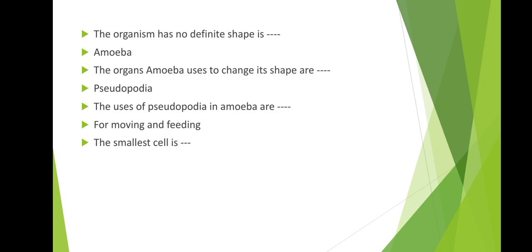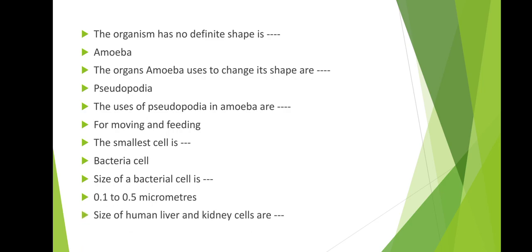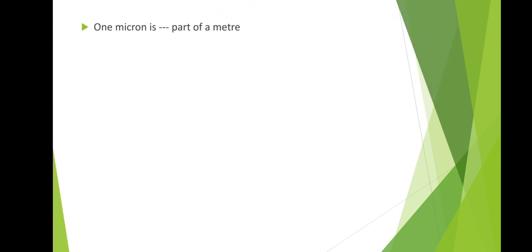The smallest cell is the bacteria cell. Size of a bacteria cell is 0.1 to 0.5 micrometers, means microns. Size of human liver and kidney cells are 20 to 30 microns. 1 micron is a millionth part of a meter, 10 lakhs. If we make a meter into a million parts, a single part is called a micron or micrometer. 1 micron equals 1000 nanometers.